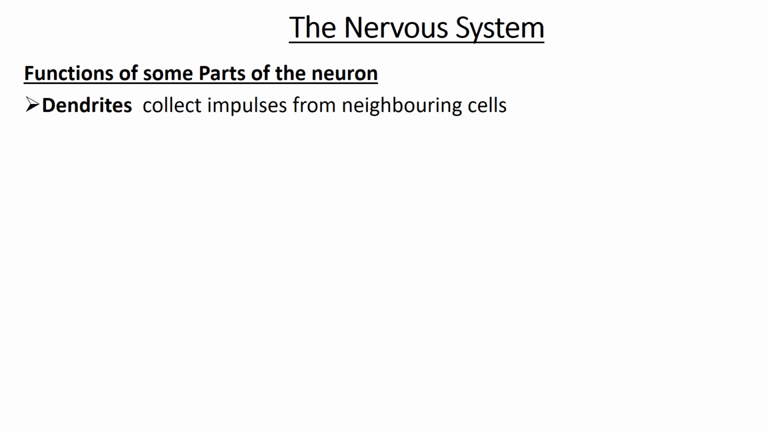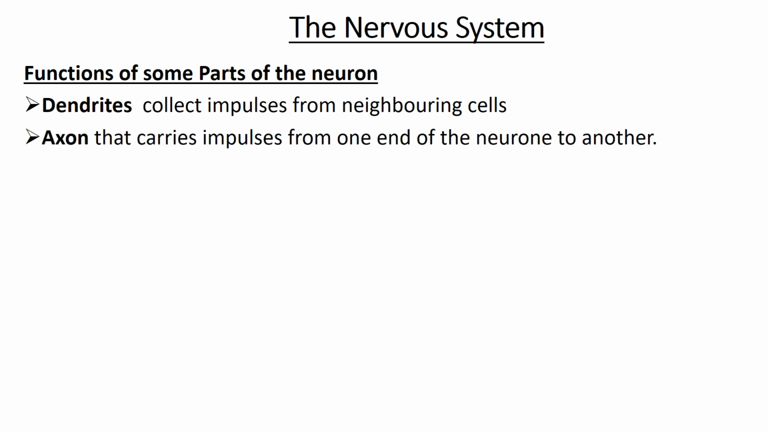So let's take a look at the functions of the common parts of all the three neurons. So the dendrites, those strands, what they do is they collect impulses from neighboring cells. So the way these neurons are arranged is they are connected. Okay, so one neuron is going to be connected to another. So when there's an electric impulse flowing in one neuron, the other one has to collect that impulse. Okay, so dendrites are the ones that collect those impulses.